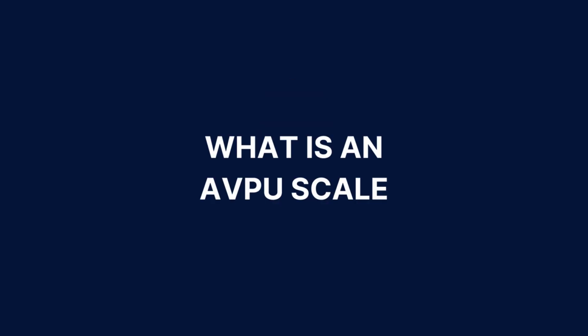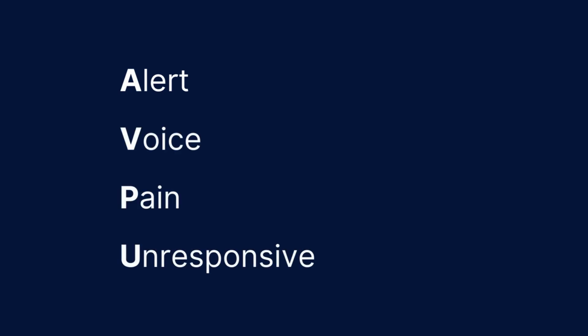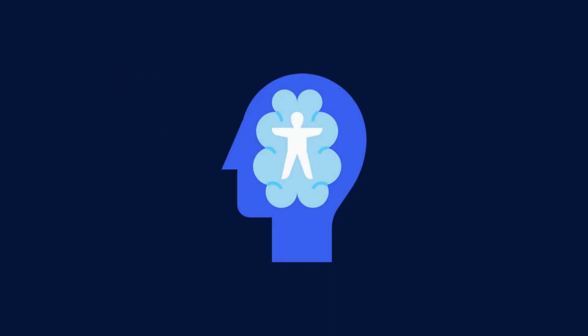So what is an AVPU scale? The Alert, Voice, Pain and Responsive Scale, or the AVPU scale, is a tool used by healthcare professionals and first aid responders to describe the level of consciousness that a particular person has.